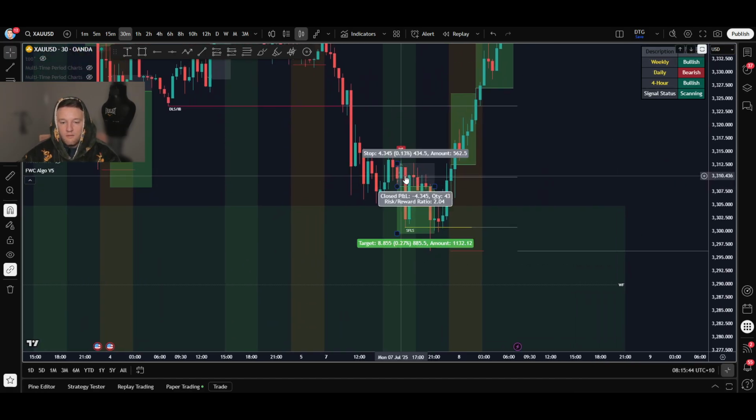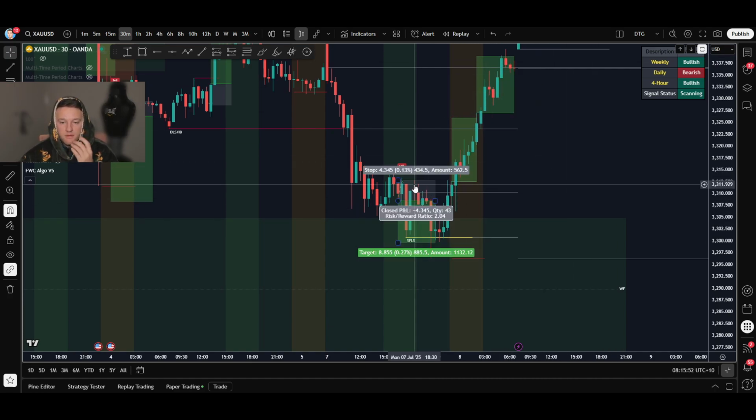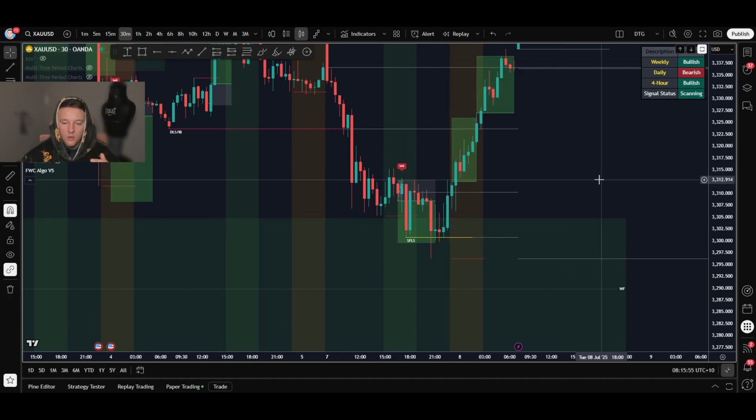But there was no confluence for this trade, right? With the DTG system, we have to build multiple points of confluence. And I'll show you those in a second on these trades. But for this entry, there was no point of bearish confluence. I just rushed into it. It's simple as that. I'll take the L.